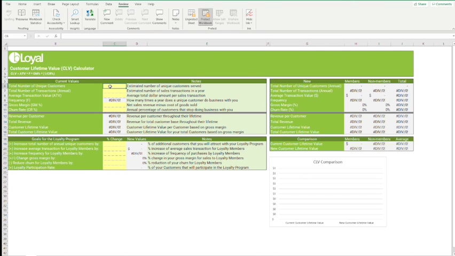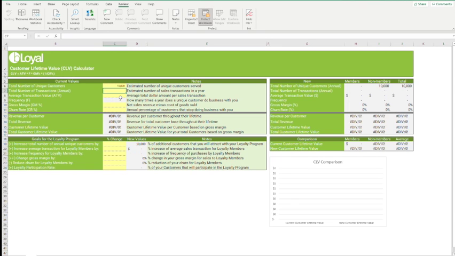First up, in our current values, we have our total number of unique customers, which in other words is the estimated number of unique customers served. I'm going to base the numbers I put here off of a traditional single store pet store. But these numbers can also apply to a lot of brick and mortar stores, but feel free to follow along with your own numbers that apply to your business.